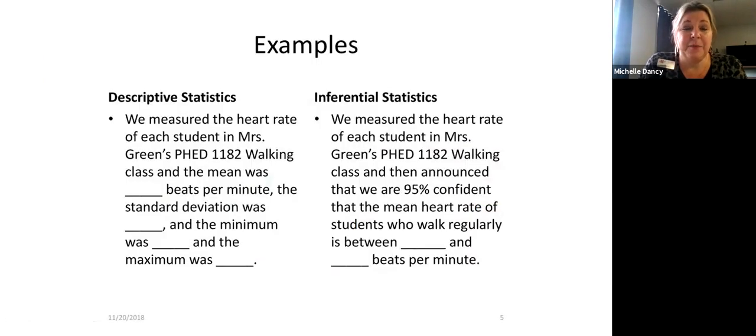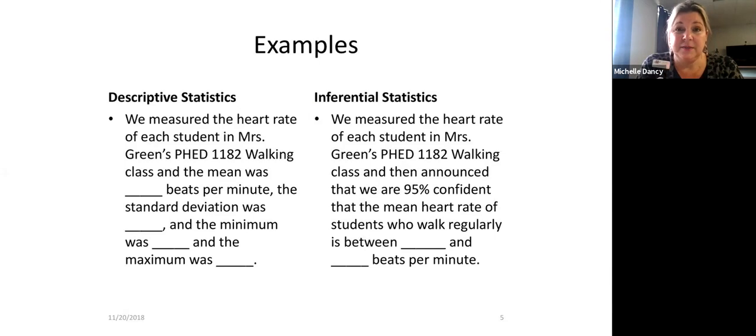So let's look at an example. We measured the heart rate of each student in Mrs. Green's class, the walking class, and the mean was 100 beats per minute. The standard deviation was 2, and the minimum was 50, and the maximum was 200. The numbers don't matter. We measured the heart rate of each student, and here are the results.